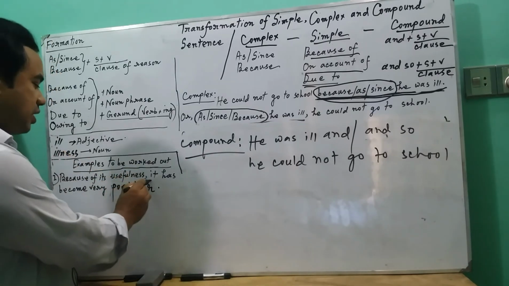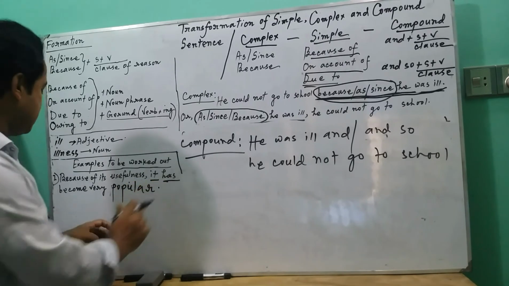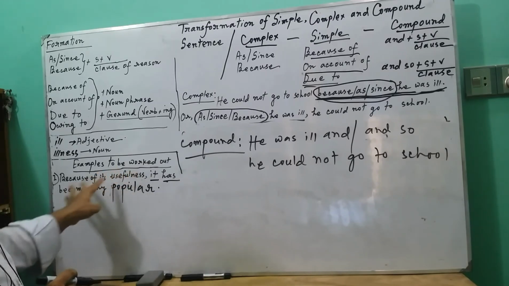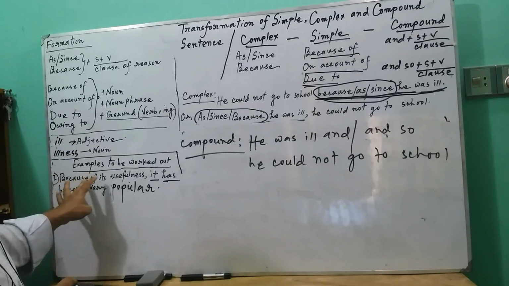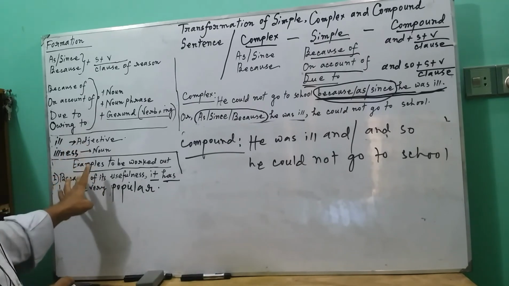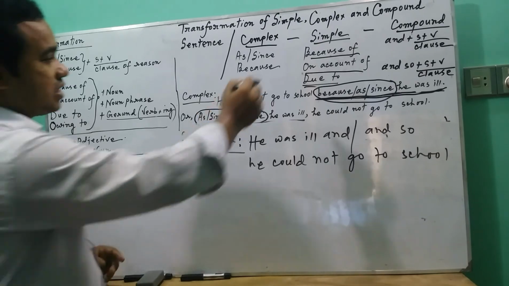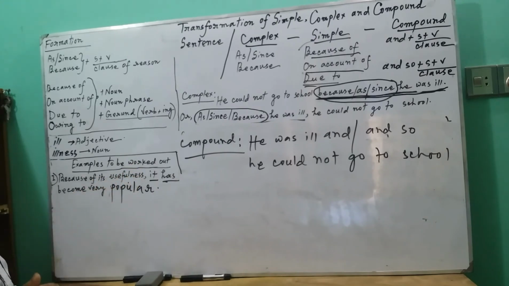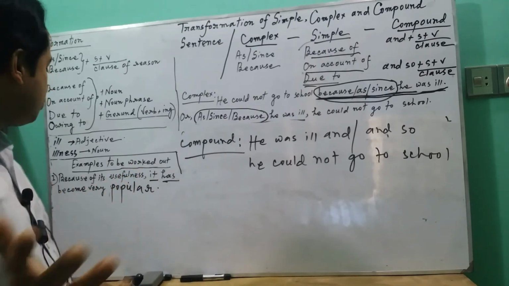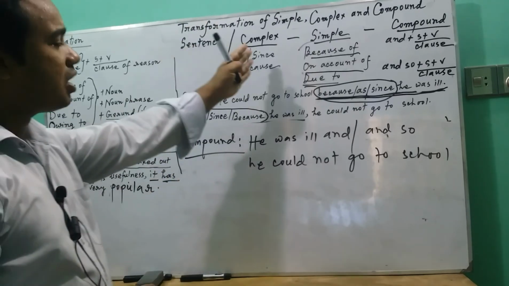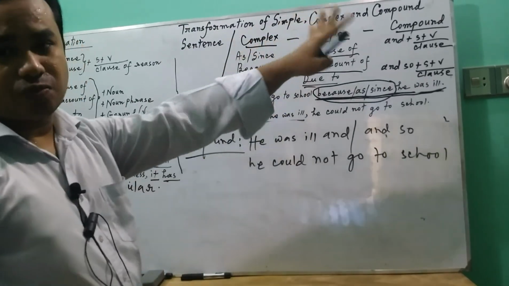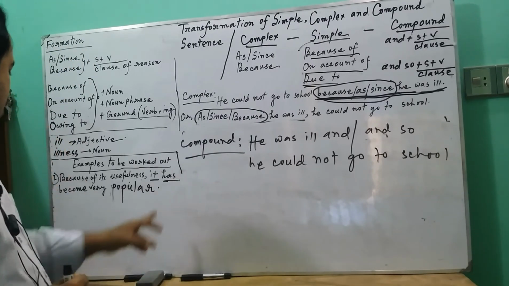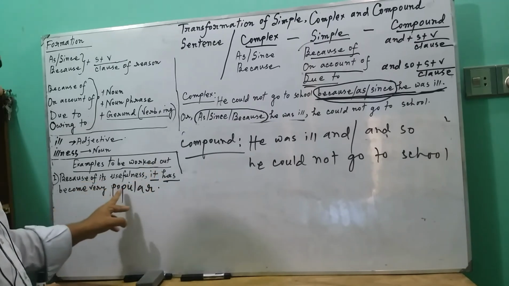So here the subject is it and the finite verb is has, and because of its usefulness is a phrase of reason. It has started with the prepositional phrase because of. So this is the simple sentence. Because of its usefulness, it has become very popular. Okay, can you transform the simple sentence into the rest, complex and compound? I think you can. I'm going to help you.